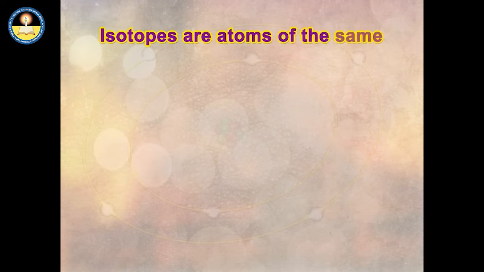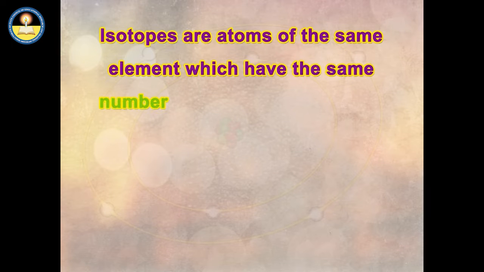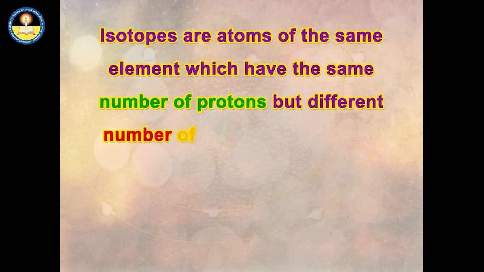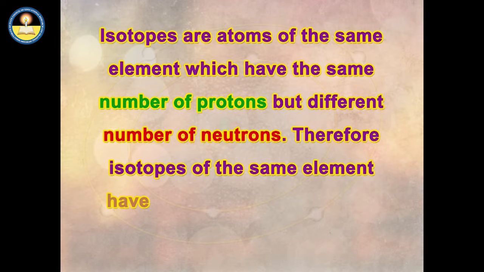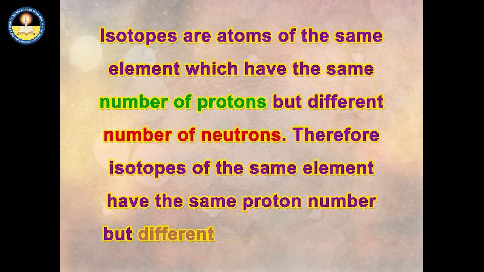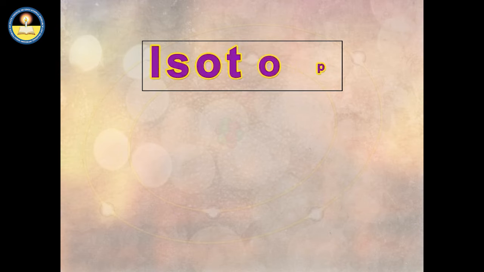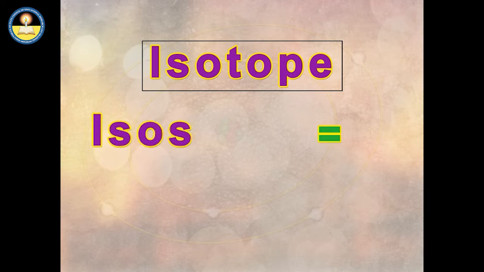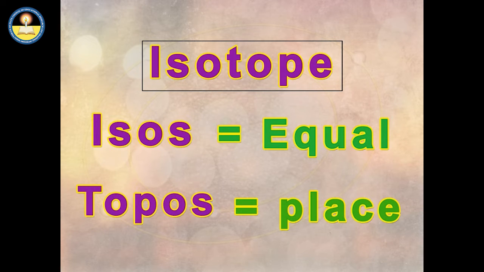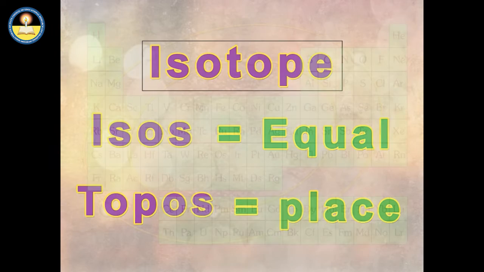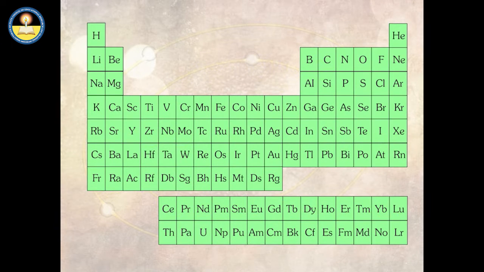Isotopes are atoms of the same element which have the same number of protons but different numbers of neutrons. Therefore, isotopes of the same element have the same proton number but different neutron numbers. The name isotope is derived from the Greek word isos, meaning equal, and topos, meaning place. This refers to the fact that all isotopes of a particular element have the same position in the periodic table.